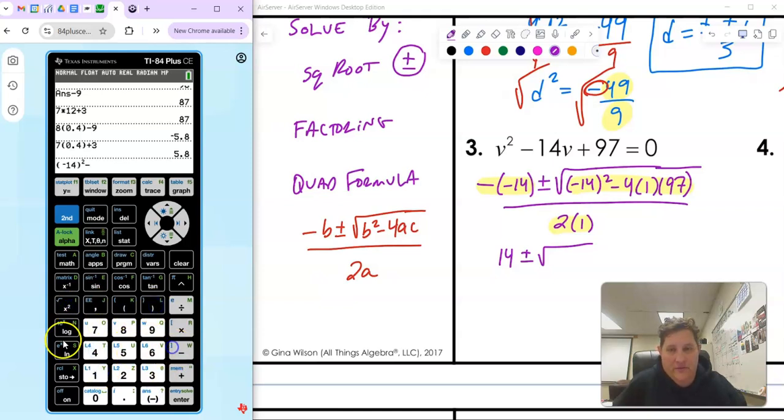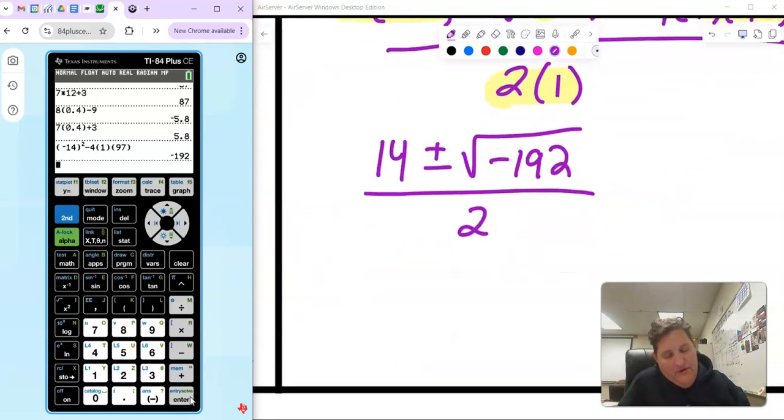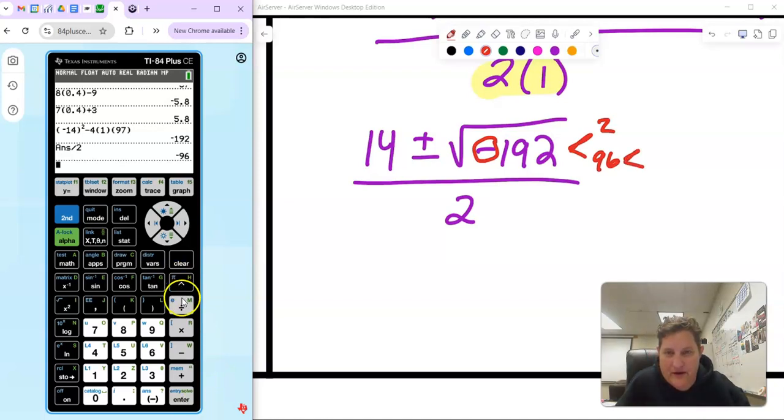Negative 14 squared minus 4 times 1, that was a, times c, that was negative 192, that's crazy, over 2. 192 is not a perfect square. Also, that means I have an i. But let's do this. I'm just going to use my calculator here. Divided by 2 is 96. Don't worry about the negative. We'll take that off in a minute.